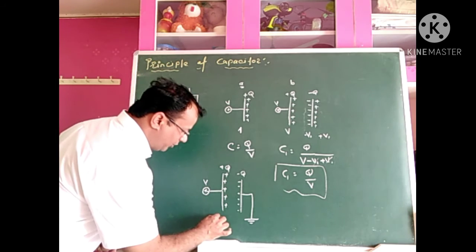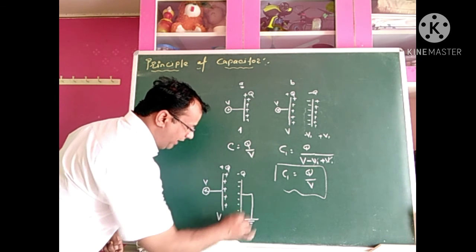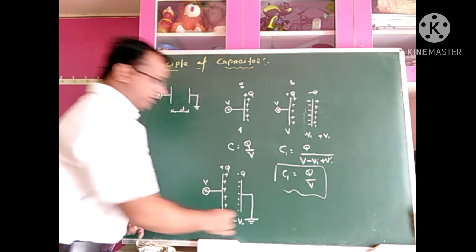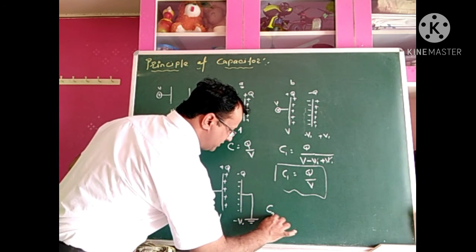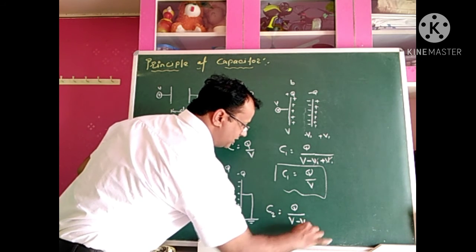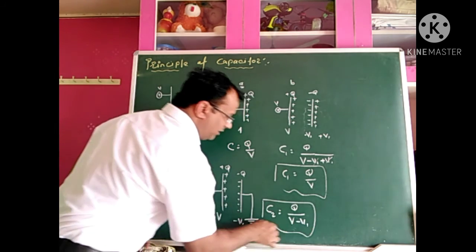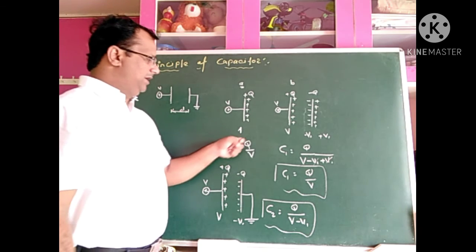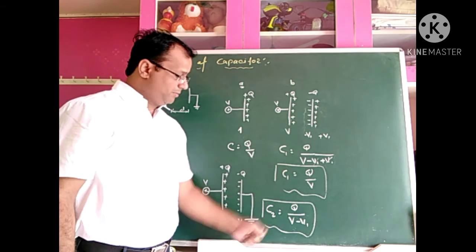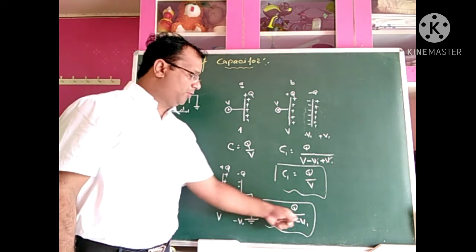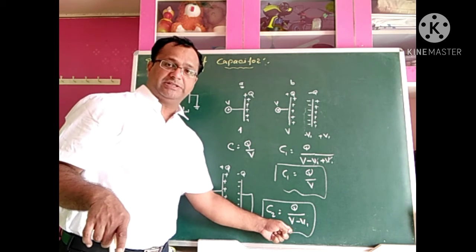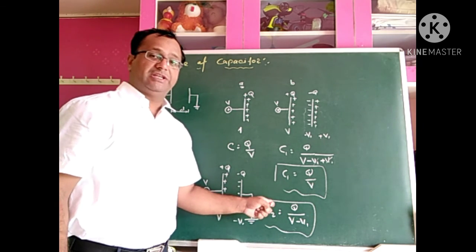Then what do we get? The potential of the first plate is V, and the potential due to the negative charges is minus V1. The capacitance C2 equals the charge upon V minus V1. If we compare with C, which equals Q upon V, in this case we have Q upon V minus V1. It means the value of the denominator decreases, so this ratio increases.